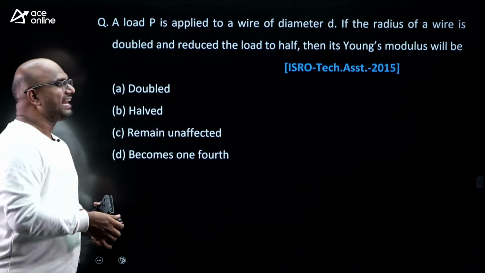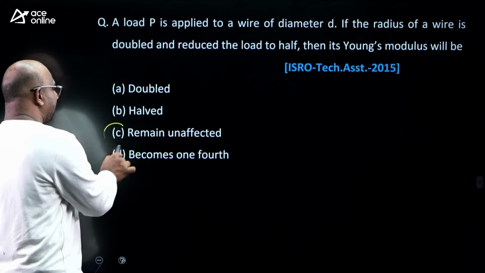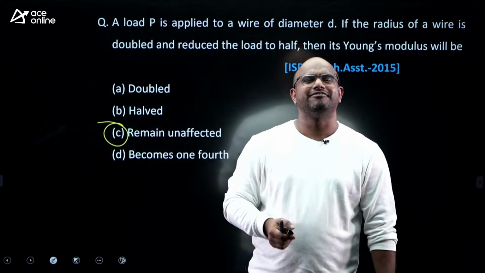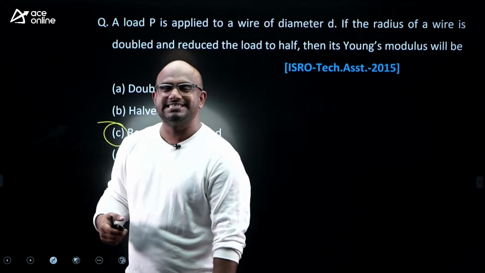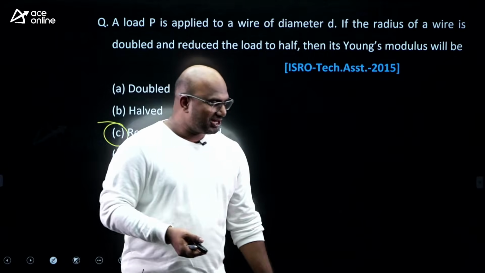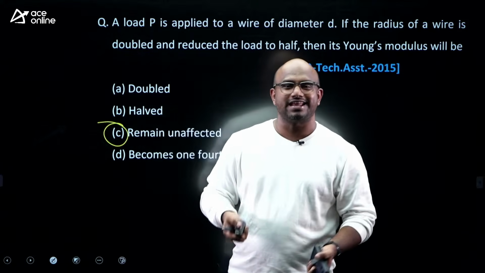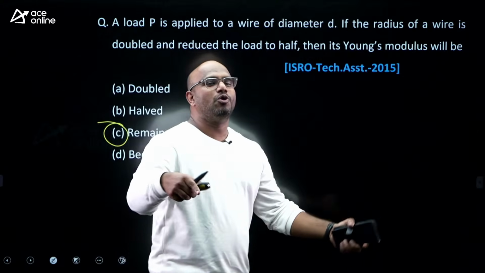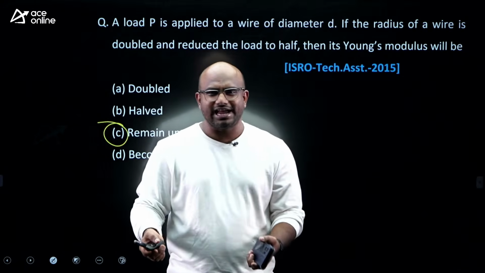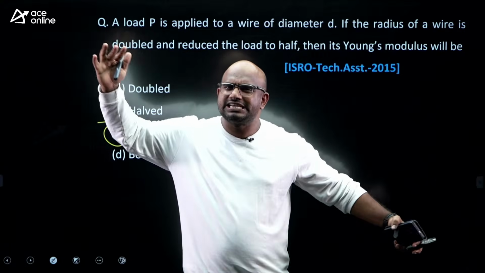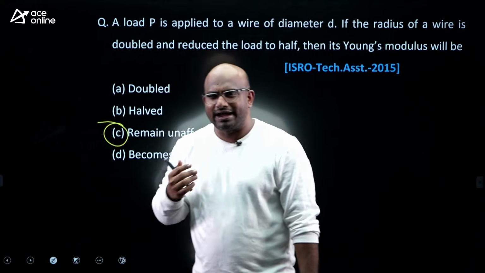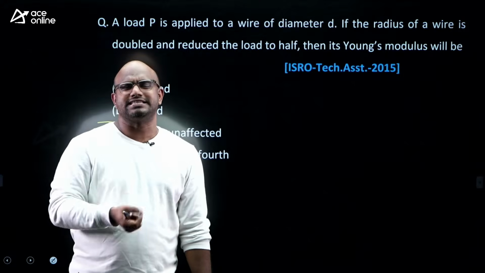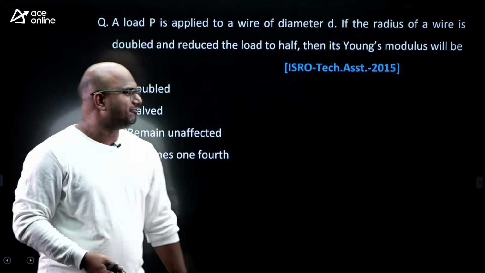Answer: how much, guys? Remains unaffected. Why? Because, tell me, sir. The reason here is very simple, guys. Young's modulus is a material property. Whether you increase the diameter or reduce the diameter, are you changing any material? No. You are not changing any material, which means no material property will change. Simple logic: if I take a bigger steel bar or a smaller steel bar, will my property be the same or different? Young's modulus will remain the same. It's the same property, the same material itself. I hope this is clear for you, guys.